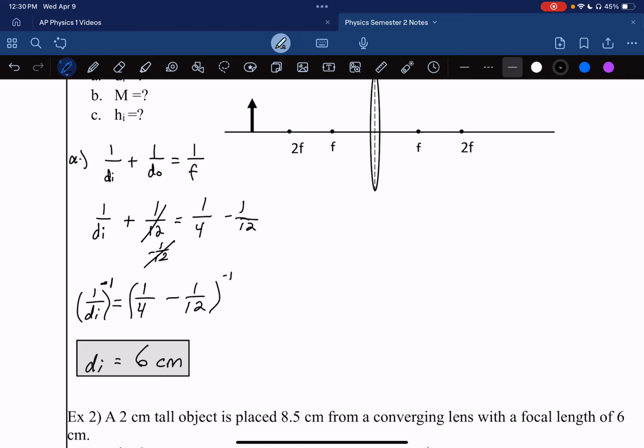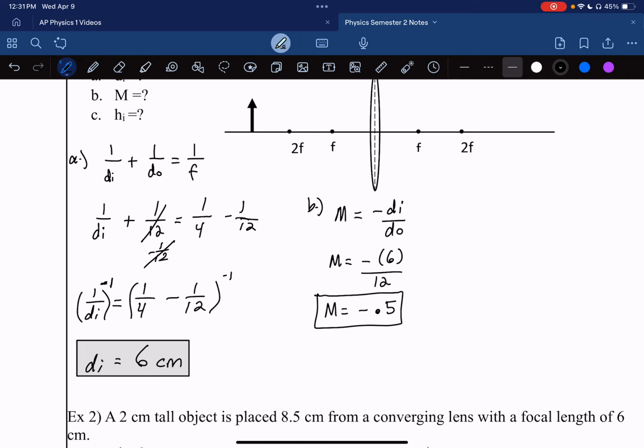Now, the next thing we want to know, part B, is what is the magnification of the image? So is the image going to be bigger than the object, or is it going to be smaller than the object? This is the equation we will use. There's a negative in this equation, so you must keep that negative in there. di was 6 and do is 12. We always want a decimal. Don't forget about the negative. There are no units for m. The magnification is negative 0.5, there's no units. And the 0.5 means that it will be a reduced image. The negative means something else.